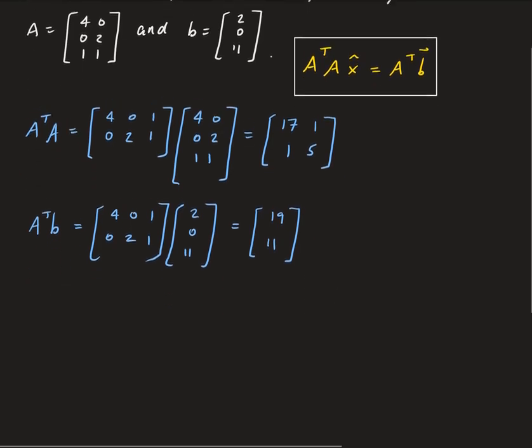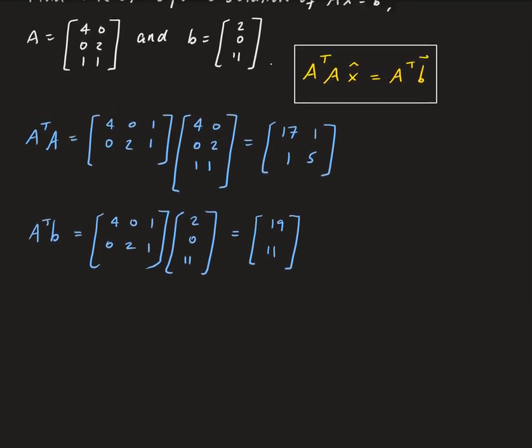Now our system: we have A transpose A, which is here, and A transpose times b, which is here. So we have 17, 1, 1, and 5, times x hat equals 19, 11.